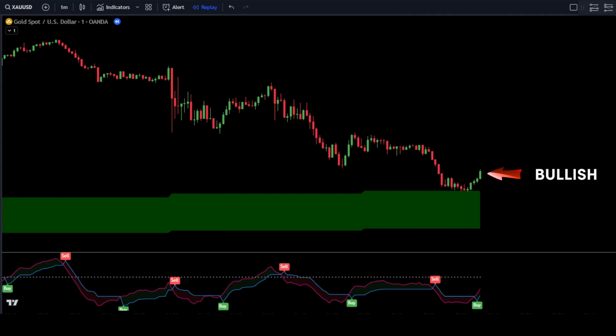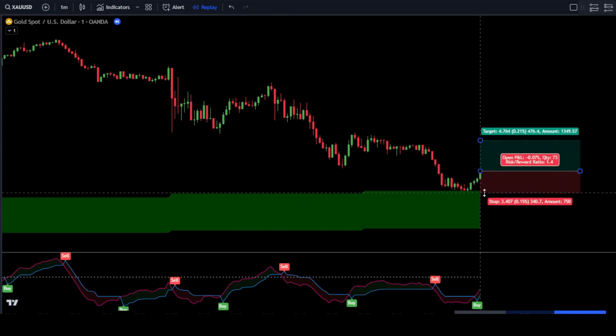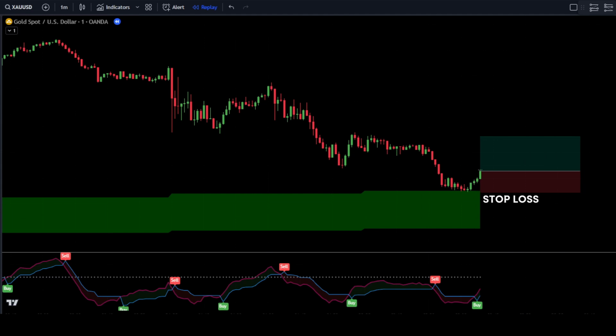For the final confirmation, ensure that the formed candlestick is bullish. If all conditions are met, you can place a buy order after the bullish candlestick has closed. Place a stop loss at the last swing low. Target the take profit using a risk and reward ratio of 1 to 1.5.